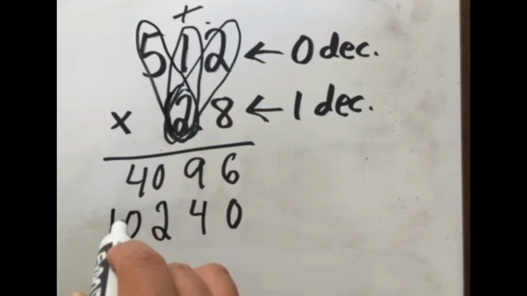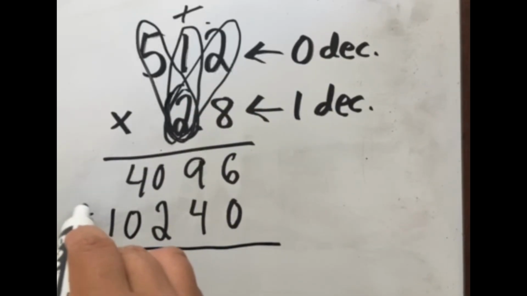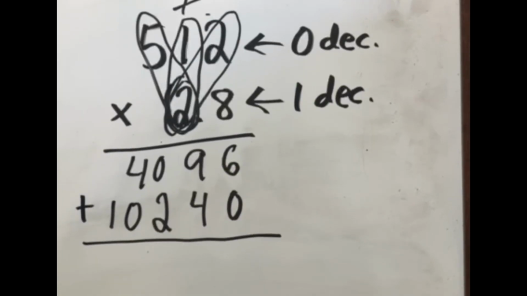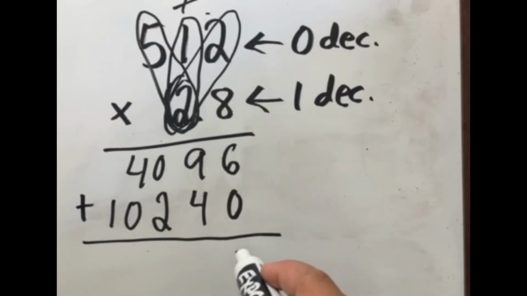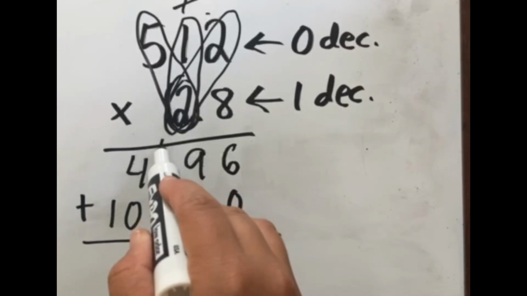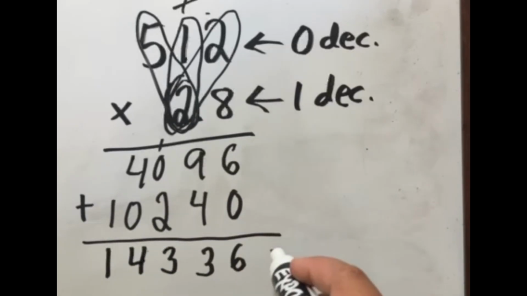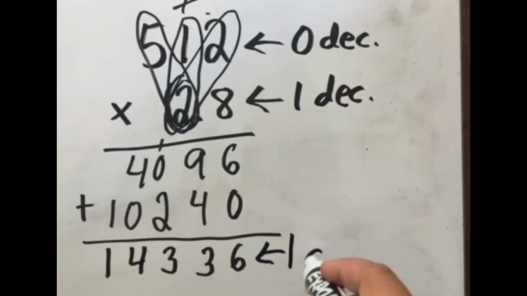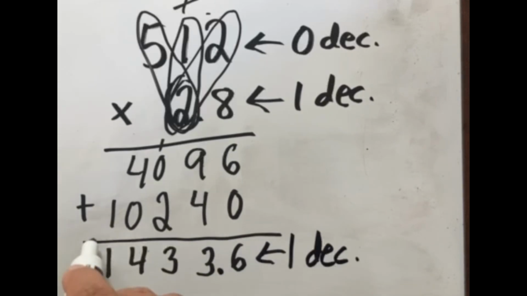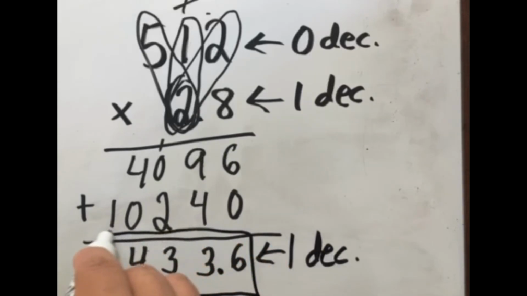Now we're going to add everything up. So we're going to have 6 plus 0 is 6. 9 plus 4 is 13. Put the 3, carry the 1. 2 plus 0 is 2, plus 1 is 3. 4 plus 0 is 1, and we'll be left with 1. So we need 1 decimal place in our answer, so it'll be put in between the 3 and the 6. So our final answer will be 1,433.6.